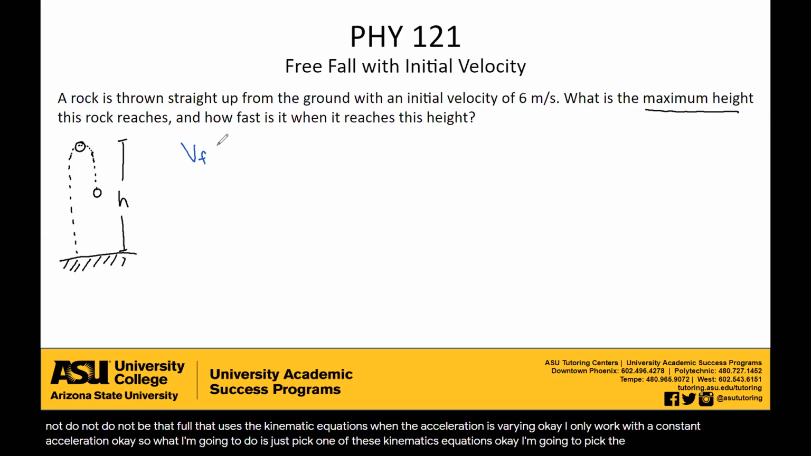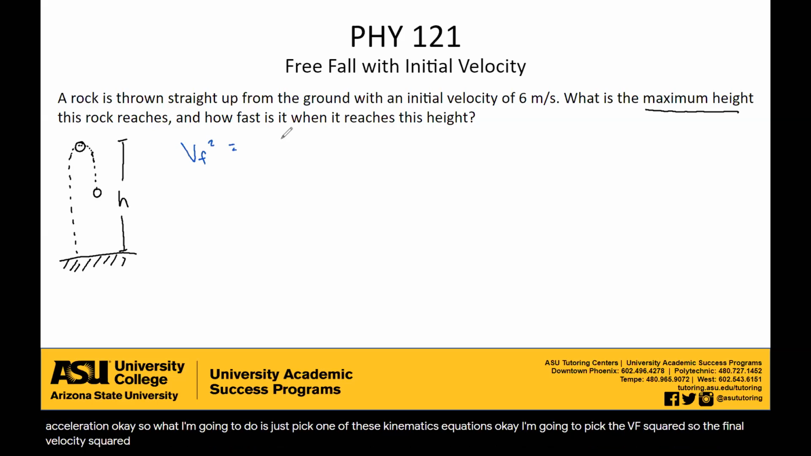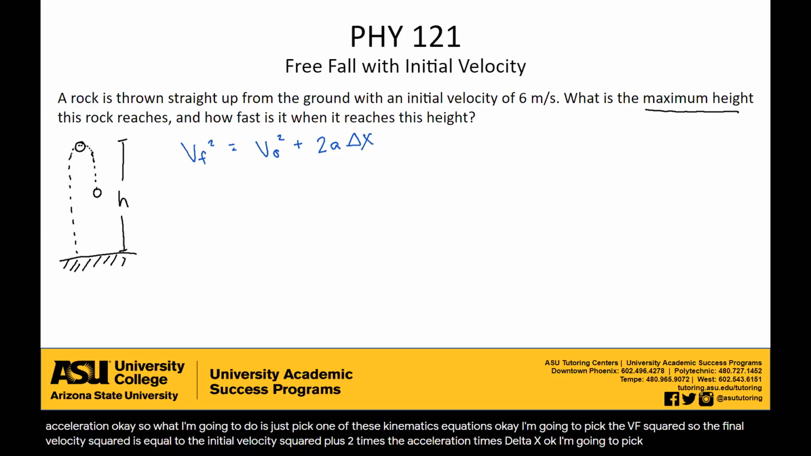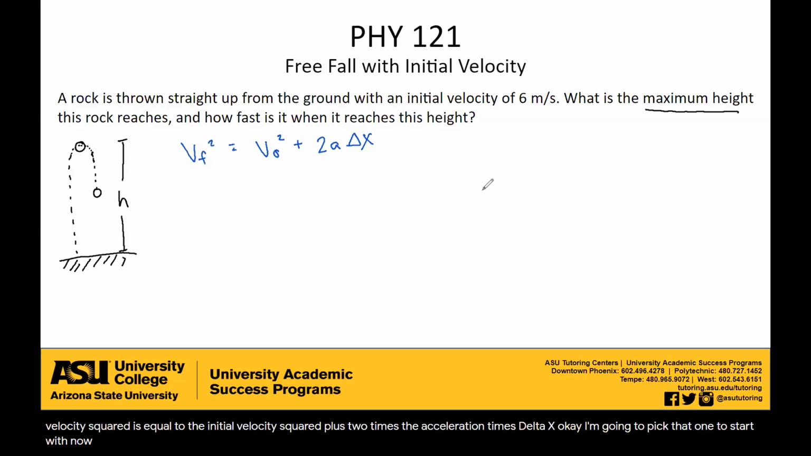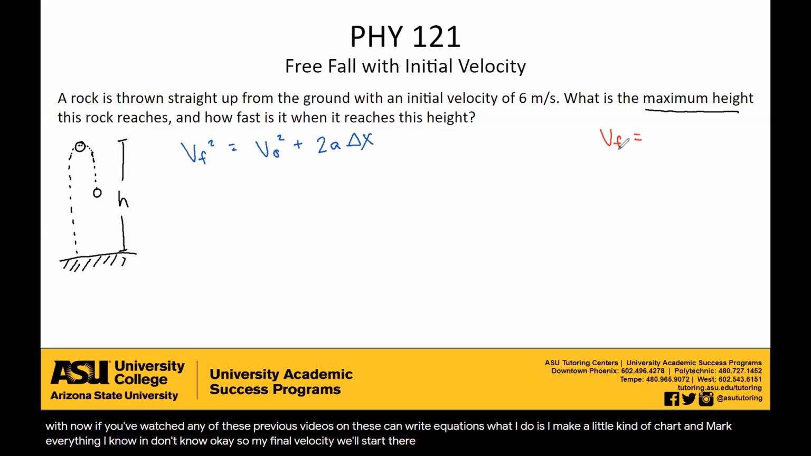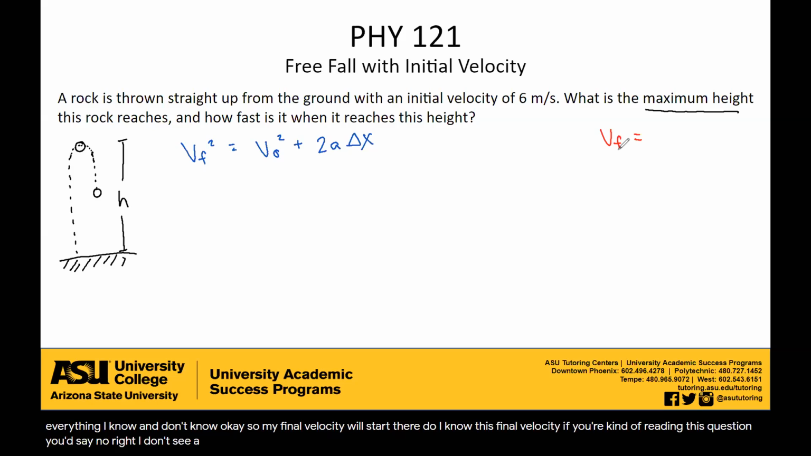The final velocity squared is equal to the initial velocity squared plus 2 times acceleration times delta x. I'm going to pick that one to start with. If you've watched previous videos on kinematic equations, I make a chart and mark everything I know and don't know. So my final velocity, we'll start there. Do I know this final velocity? If you're reading this question, you would say no, I don't see a final velocity.